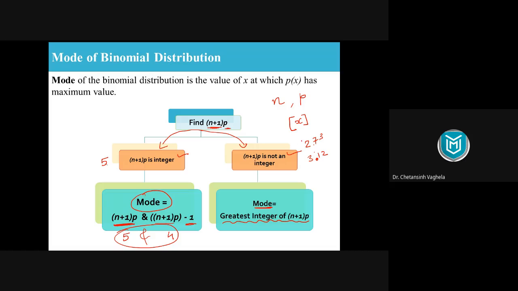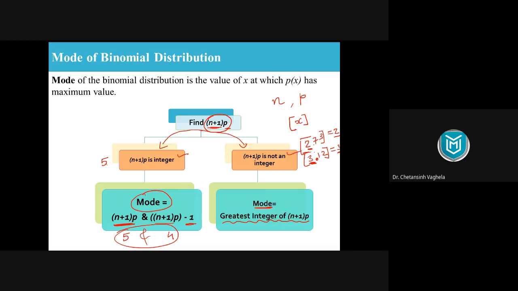The greatest integer of 2.73 will be 2. The greatest integer of 3.12 will be 3. Or in other words, you need to deal with the integer part of that. वो जो भी नंबर आ रहा है उसका integer part जो है, that means for 3.12 उसका integer part है 3, for 2.73 its integer part is 2. In that case mode will be 2, in this case mode will be 3. तो क्या मैसेज है? अगर n plus 1 into p की वैल्यू integer आ रही है तो दो मोड होंगे.